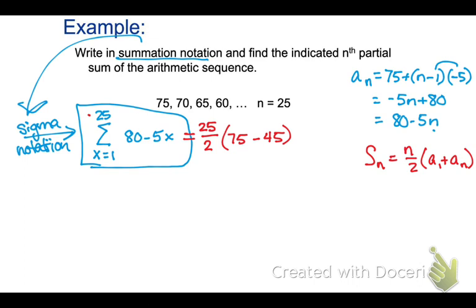Okay, 25 is not divisible by 2, so I'm not going to divide it by 2 right now. I'll do it if I have to. So 45 and 75, the difference is 30. Is 30 divisible by 2? Yes. So then I'm going to take 15 times 25. I'll take 10 and then 5. I get 375. What do you guys get? I got 375.